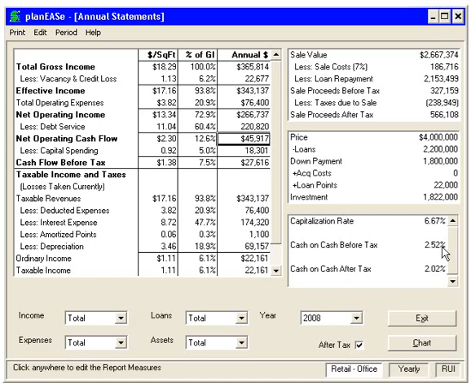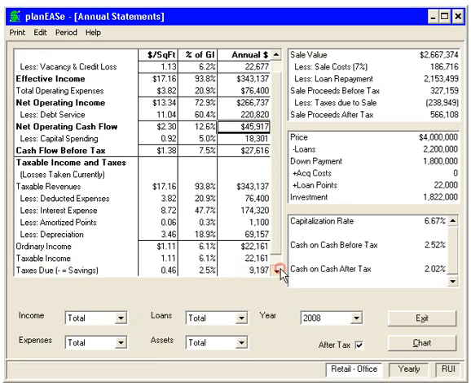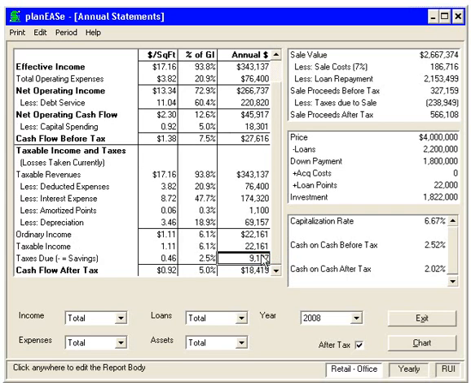And here our cash on cash before tax is lower than what we saw in the APOD, which was 3.6. Now it's 2.52. Also, we show one here called cash on cash after tax. Cash on cash after tax is the net operating cash flow less taxes due. And if we scroll down, you'll see taxes due, divided by the initial equity. And that's how we came up with the cash on cash after tax.